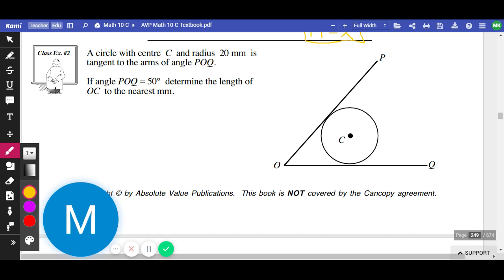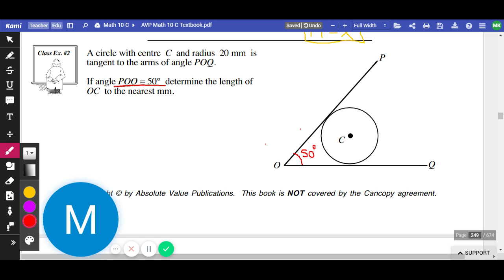So it says, a circle with center C and radius 20 is tangent to the arms of angle POQ. See, that's why I don't like it. Anyways, if angle POQ is 50 degrees, right, I'm going to label that POQ. That means if you go from point P to point O to point Q, P to O to Q, you create an angle. Or it's just the middle letter, right? However you want to look at that. 50 degrees. Determine the length of O to C.